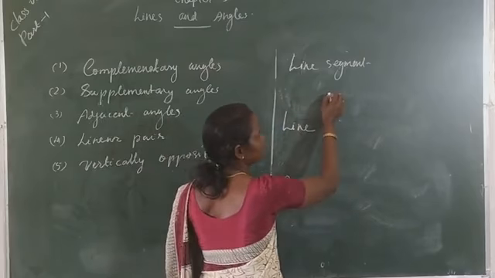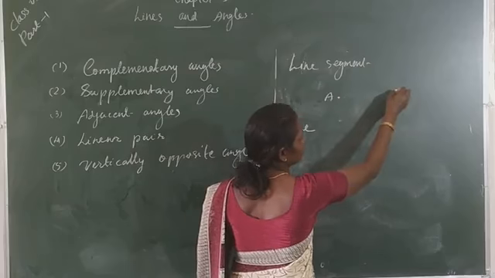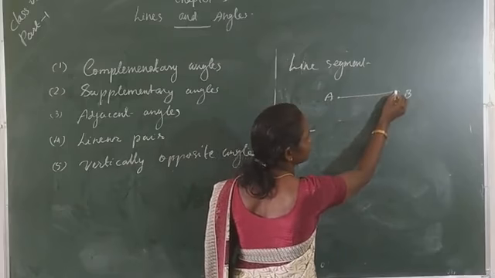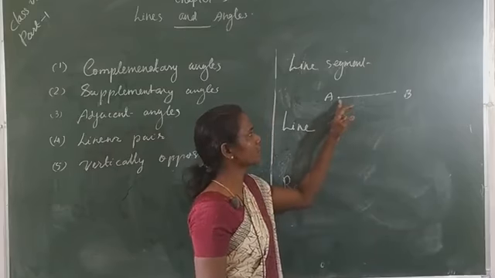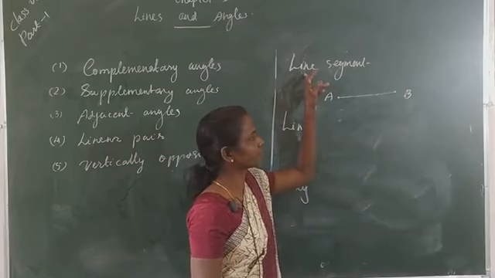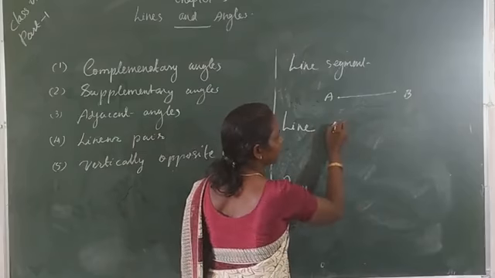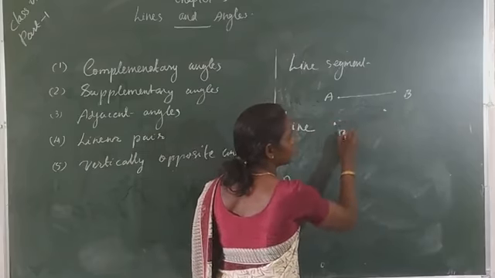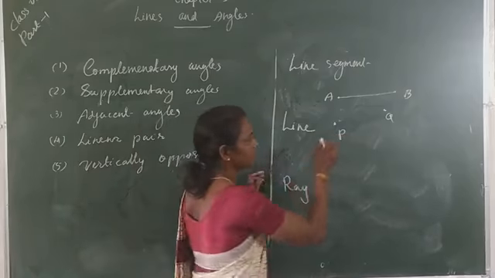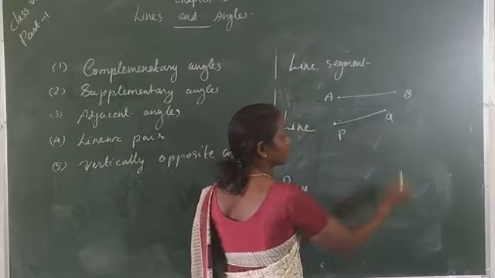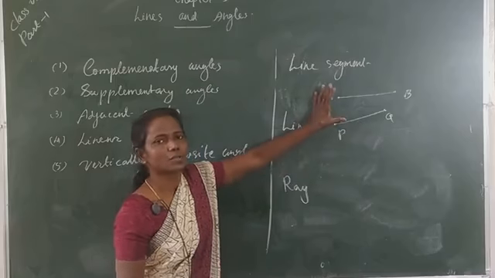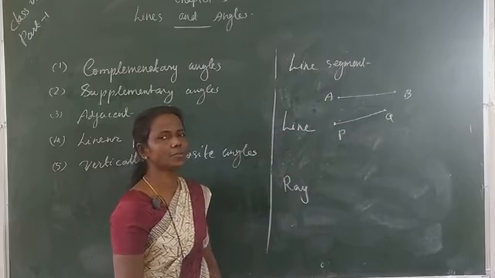For example, point A and point B. This AB shows the distance between them. When we join A and B, we get a line segment. Then look at another two points, P and Q. We join P and Q, and we get a line segment. This line segment shows the shortest distance between any two points.